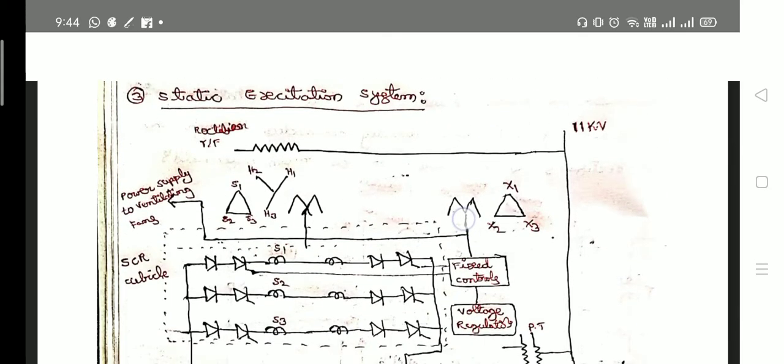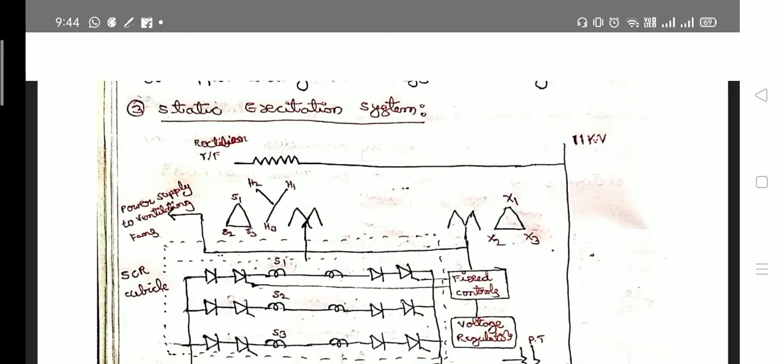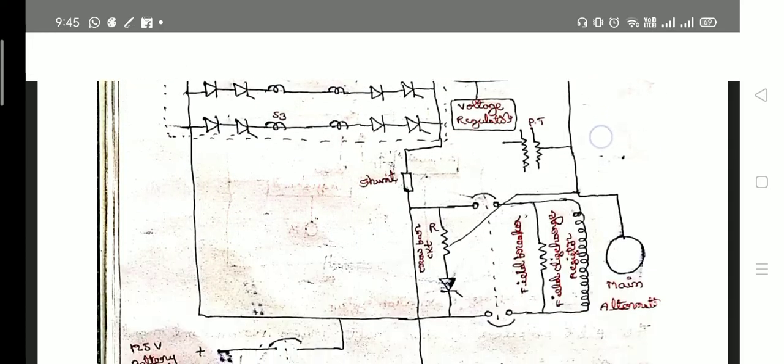This is the static excitation system diagram. In this static excitation system, we are connected to the alternator through a three-phase star delta connection. Here we are using the power supply, and we are giving these fixed controls. The primary of the transformer is connected to the alternator bus. Their secondaries are connected to the rectifier.